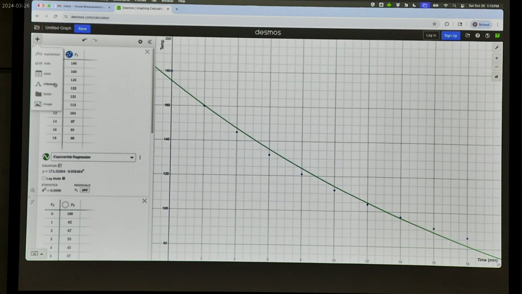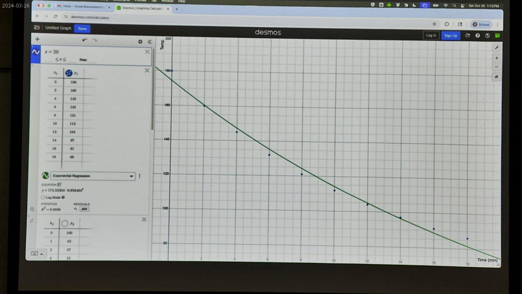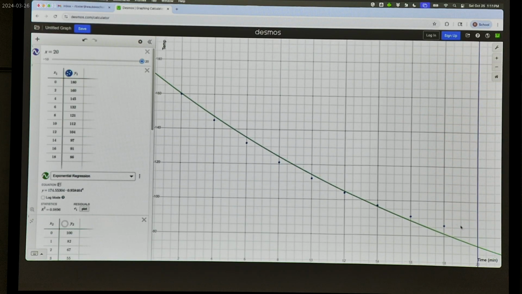Again, type in an expression, and I'm just going to say x equals 20 because that's 20 minutes. I'm just going to slide this over here, and it says that the temperature will be about 74.7 degrees. All right, that makes sense. Yeah, it makes sense. It tracks.